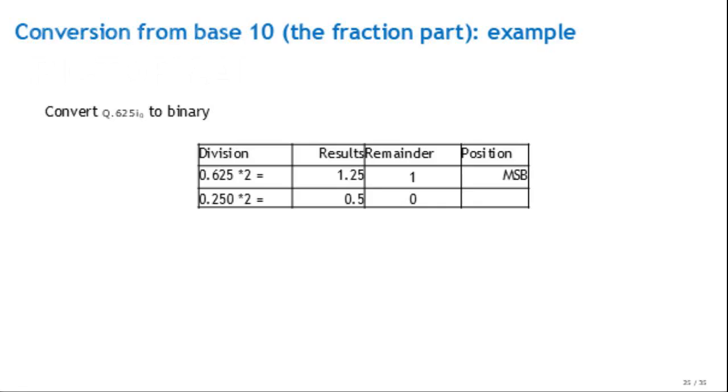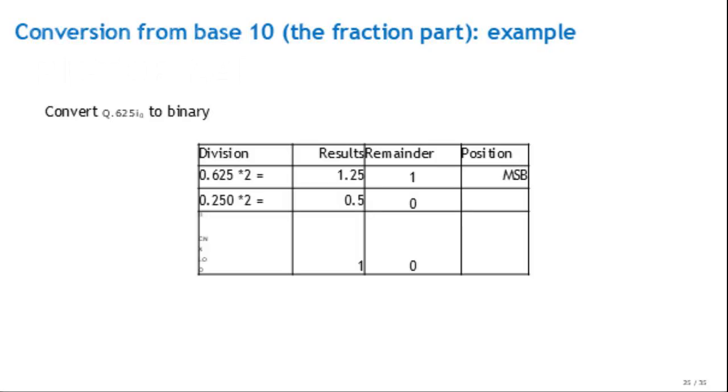We continue multiplying the fractional part by 2 and recording the integer parts. This iterative process is similar to the division method used for integers. As we proceed, each multiplication step brings us closer to the final binary representation of the fraction. The recorded integer parts form the binary digits.